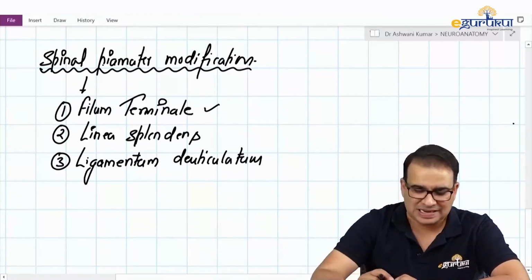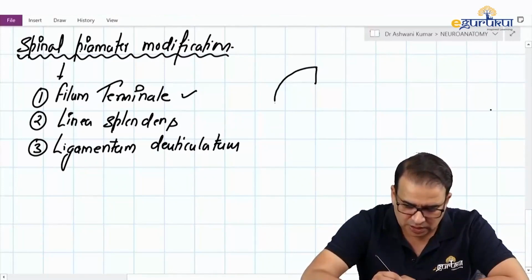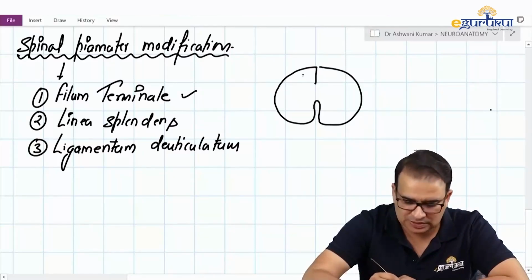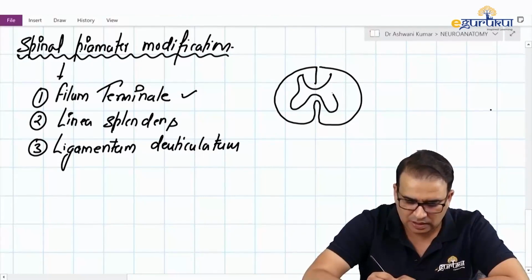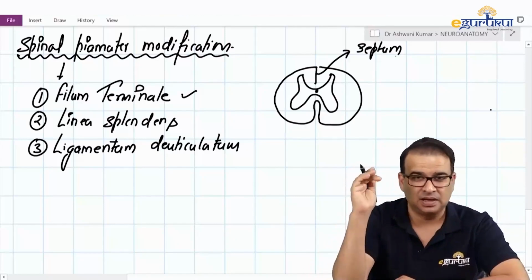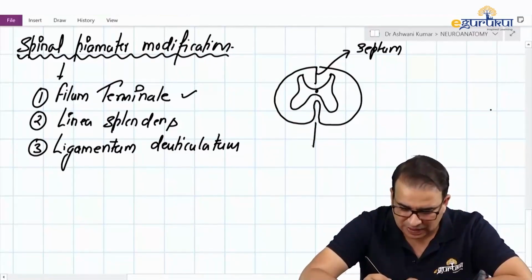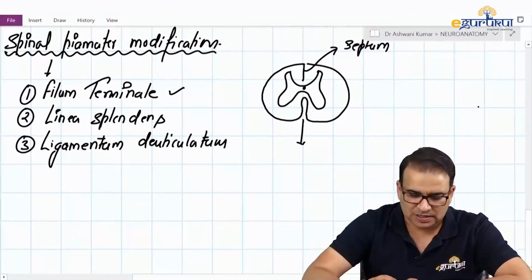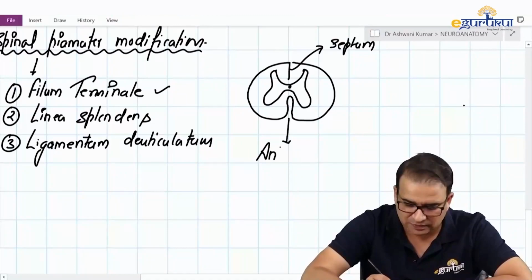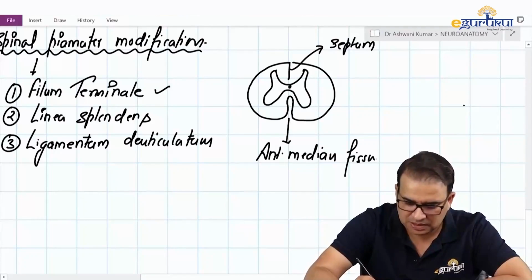We know about it. Now coming to what is linea splendens. You must have noticed, when you look at the spinal cord in the transverse section, let's say this is the gray matter and white matter, you already know that. On the posterior part of the spinal cord, we do have a septum. We simply call it the posterior median septum. There is no space on the dorsal aspect, so we simply call it a septum. But anteriorly, there is a space in the spinal cord, and that's why it is called a fissure. We call it the anterior median fissure.